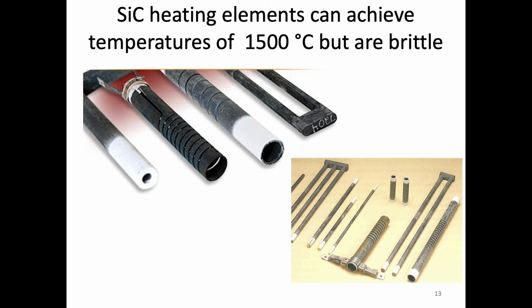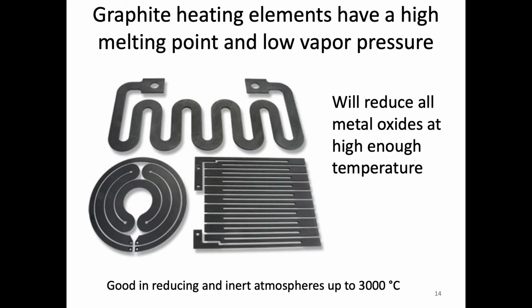Okay, so silicon carbide heating elements are very common. They go up to 1500 degrees, but as you can imagine, silicon carbide is a ceramic, so it's pretty brittle. The main hazards here are that they break quite frequently from thermal shock, etc. The graphite, like I mentioned, has a very high melting point. In fact, it usually just sublimates, so it doesn't really melt. But again, it has some issues with oxidation, and so it's only good in reducing or inert atmospheres up to that high temperature.